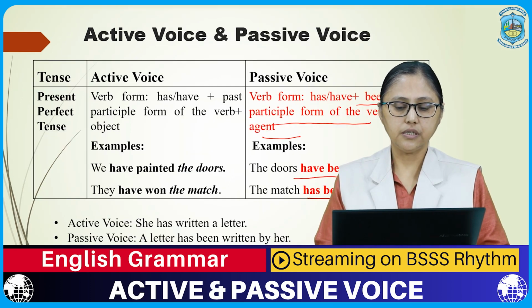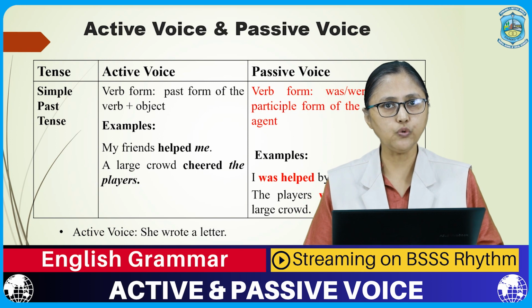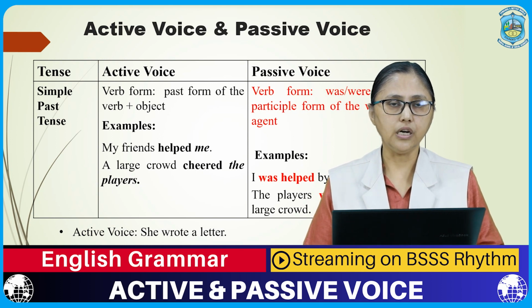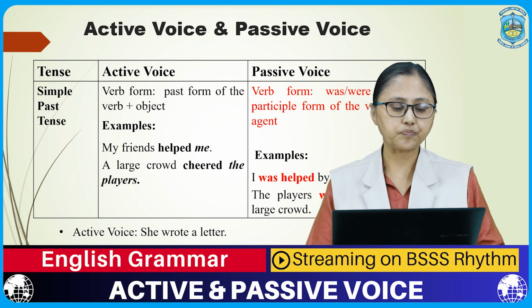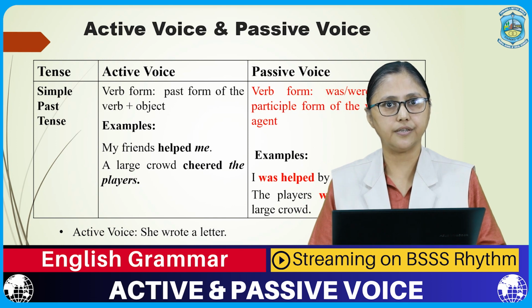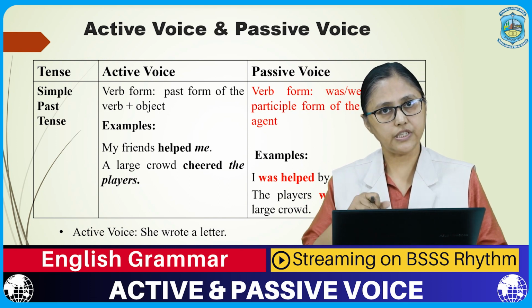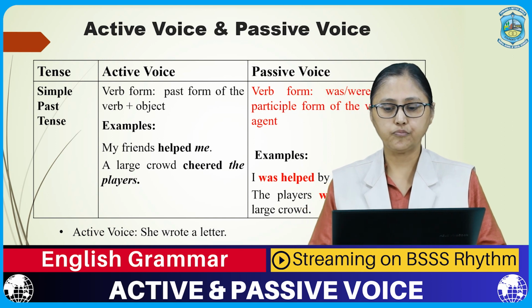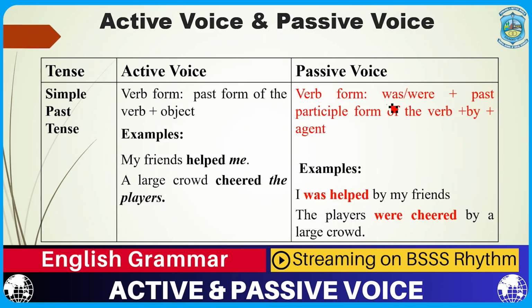Next we move to the next rule, and we have two sentences. Both of them are in simple past tense. My friends helped me. A large crowd cheered the players. Both are in active voice. We will change them applying the formula to passive voice. So, we have was, were depending upon of course the subject plus past participle form of the verb plus by plus agent, and now we have the sentence I was helped by my friends. The players were cheered by a large crowd.